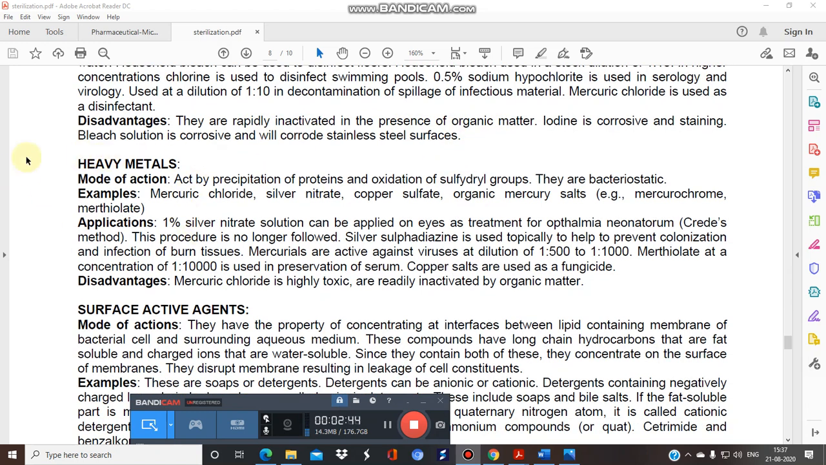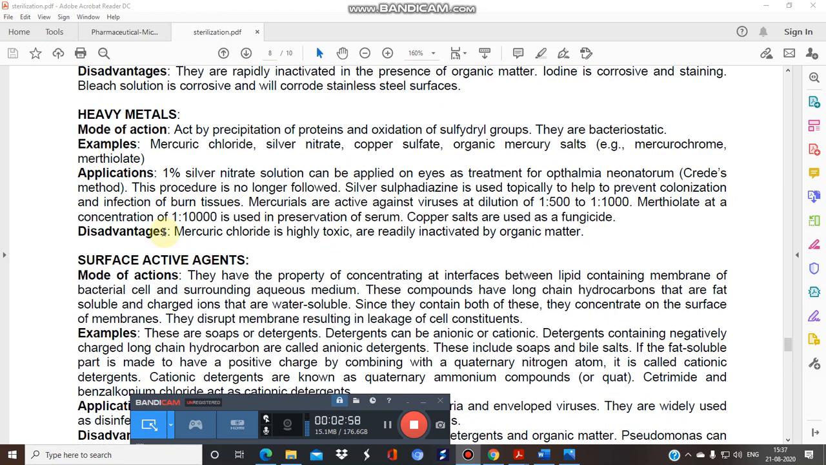Next is the heavy metals. They also act as disinfectants, like mercuric chloride, silver nitrate, copper sulfate. And there are many organic mercury salts like mercurochrome. Applications: 1% AgNO3 silver nitrate solution can be applied to the eyes in the treatment of various types of eye disorders.